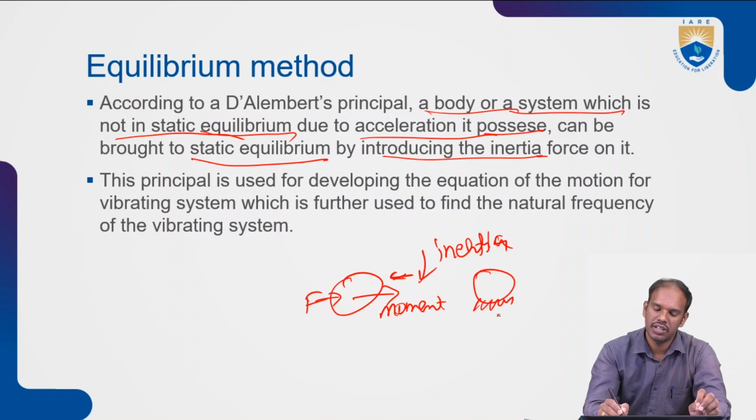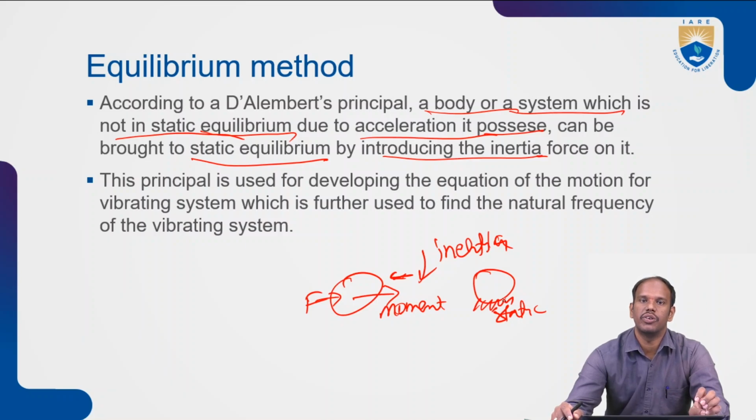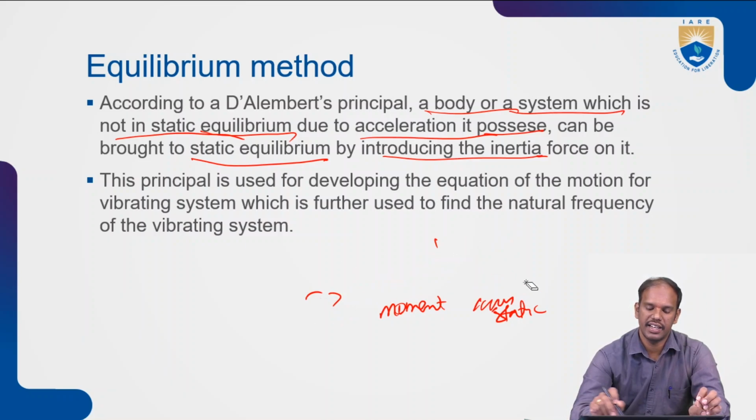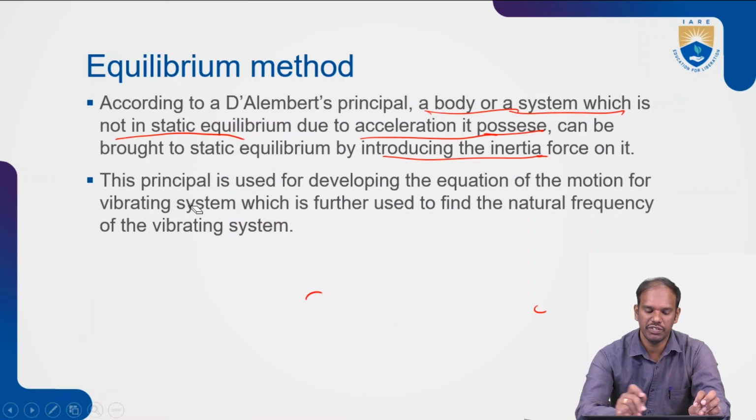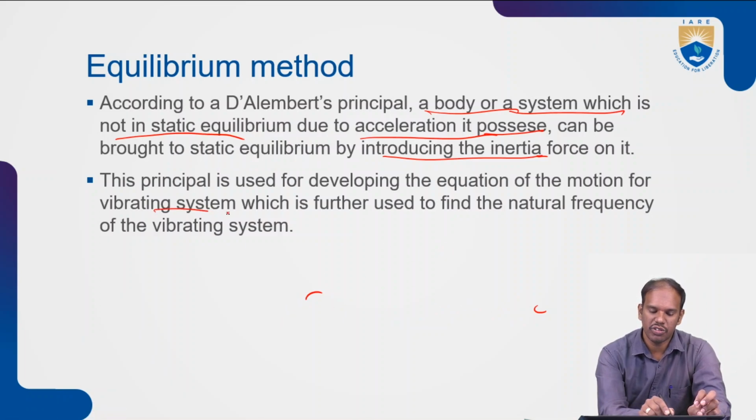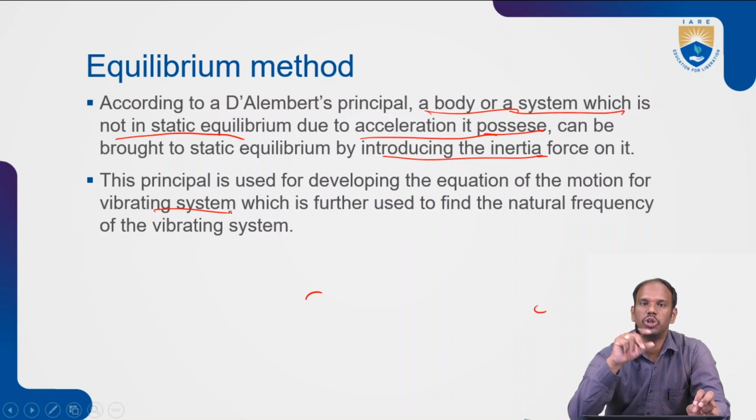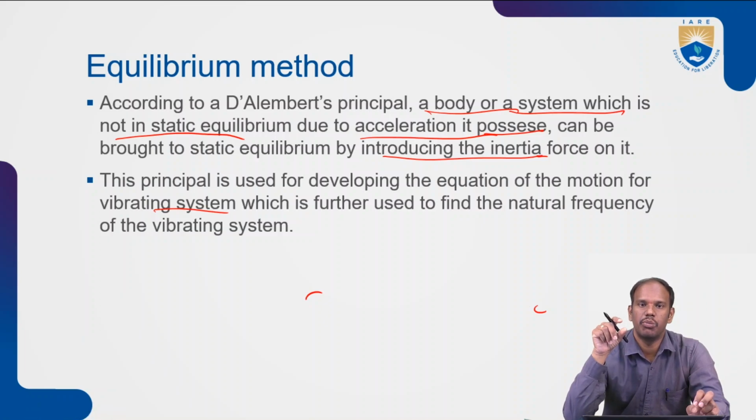It is going to come to a static place. When it comes to this static place, it is called the static D'Alembert principle. The principle is used to develop an equation of motion for the vibrating system. So when the vibrating system is having some motions in it, we need to stop that, right? To stop that, we are introducing inertial systems.